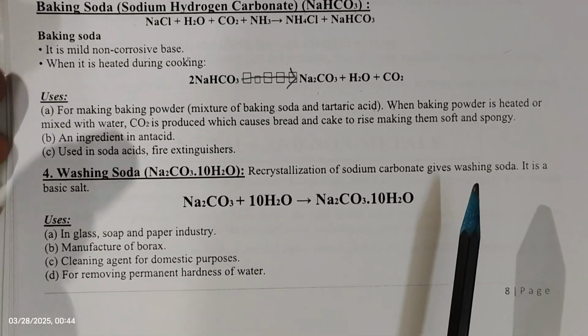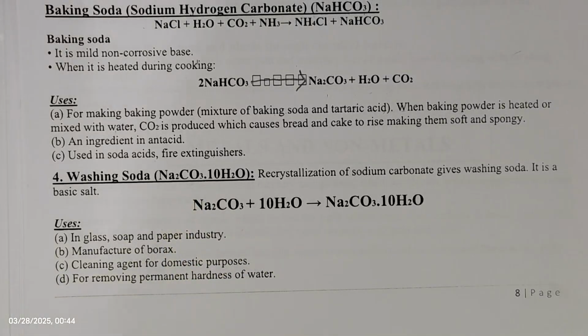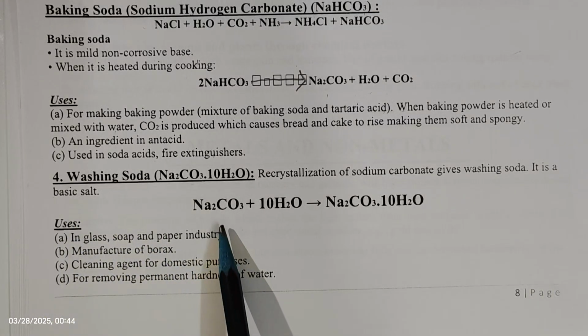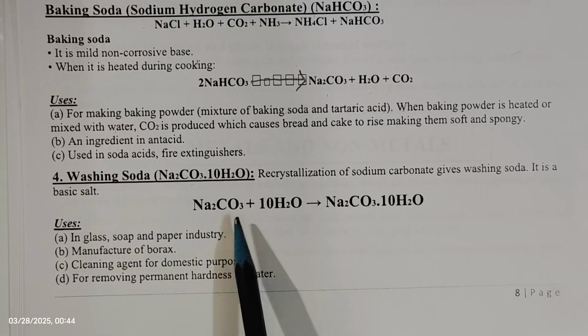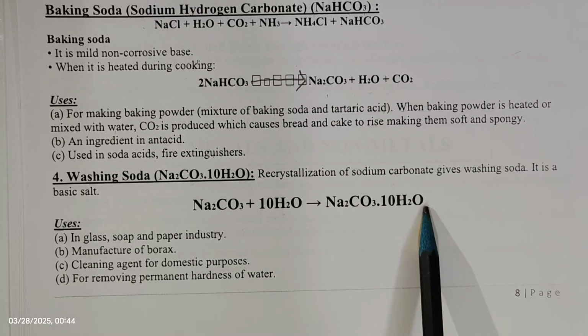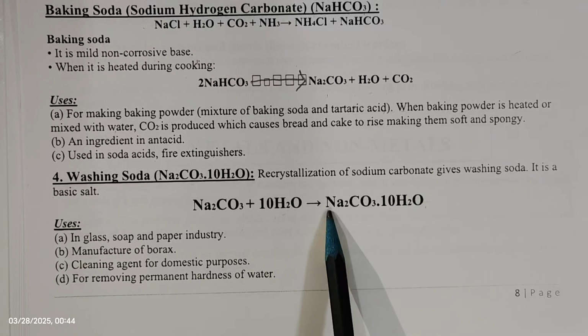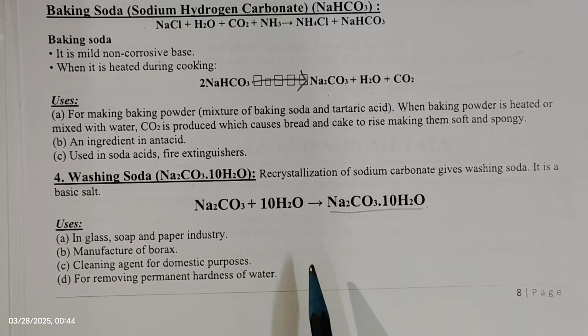Washing soda, formula Na2CO3·10H2O. As we discussed in the previous part, recrystallization of sodium carbonate gives washing soda. It is a basic salt. Equation: Na2CO3 plus 10H2O gives Na2CO3·10H2O, sodium carbonate decahydrate.